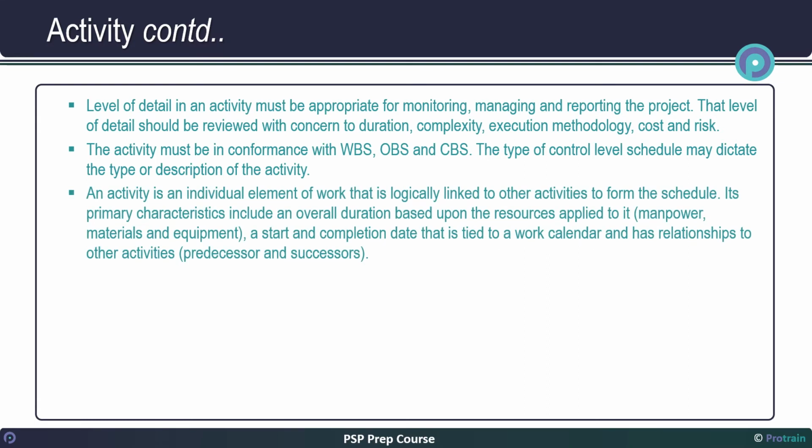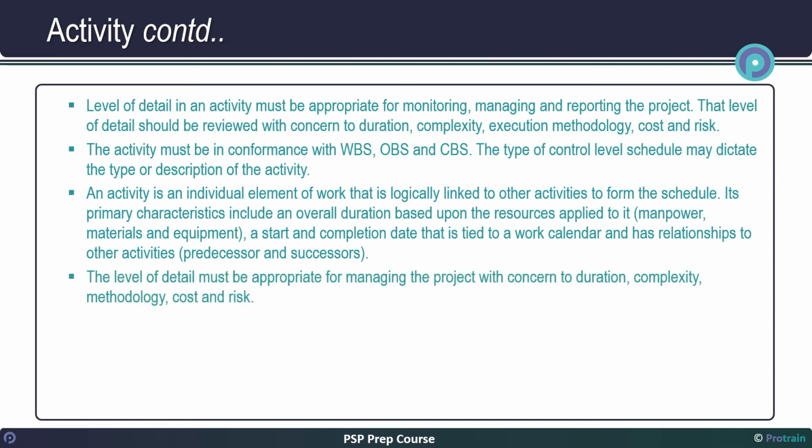An activity is an individual element of work that is logically linked to other activities to form the schedule. Its primary characteristics include an overall duration based upon the resources applied to it (manpower, materials, and equipment), a start and completion date that is tied to a work calendar, and relationships to other activities, predecessors and successors. The level of detail must be appropriate for managing the project with concern to duration, complexity, methodology, cost, and risk.